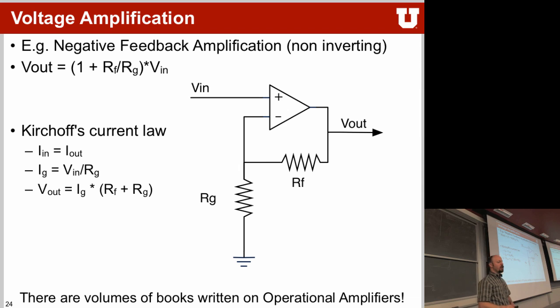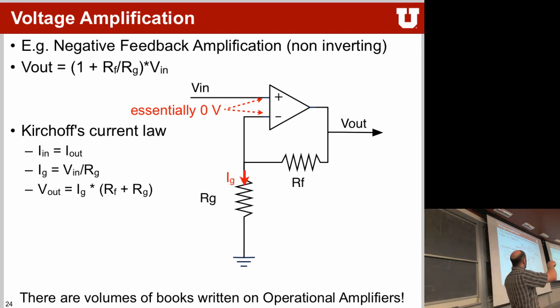You can do voltage amplification. All you EEs probably know how the circuit works in detail by now, I hope. So I don't want to go into how operational amplifiers work, but for those who have not seen operational amplifiers, here is a quick primer. The idea of operational amplifiers is that the voltage between the plus and the minus is essentially zero, especially in this particular configuration. So if the operational amplifier tries to keep this at zero, there has to be a current flowing through this particular resistor, right?